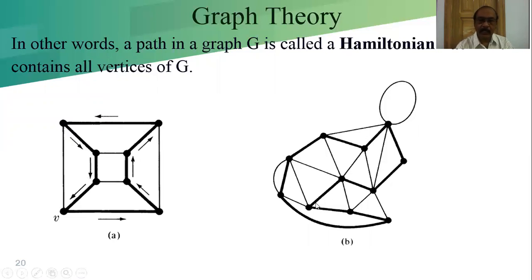In this way, we can check it. If we start from this, otherwise start from here, we go vertex by vertex and reach back. That means start and end are the same. So this is also a Hamiltonian circuit. This graph contains a Hamiltonian circuit.